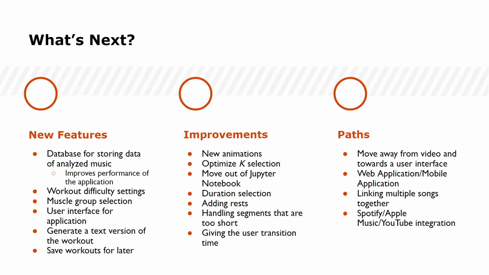And then being able to link multiple songs together, like giving the user the ability to insert a playlist and have that playlist generate a longer workout. And then our final path we're looking into is Spotify, Apple Music, or YouTube integration. So essentially, we just want to have a user be able to select a song on any of those platforms and have it run through our program.